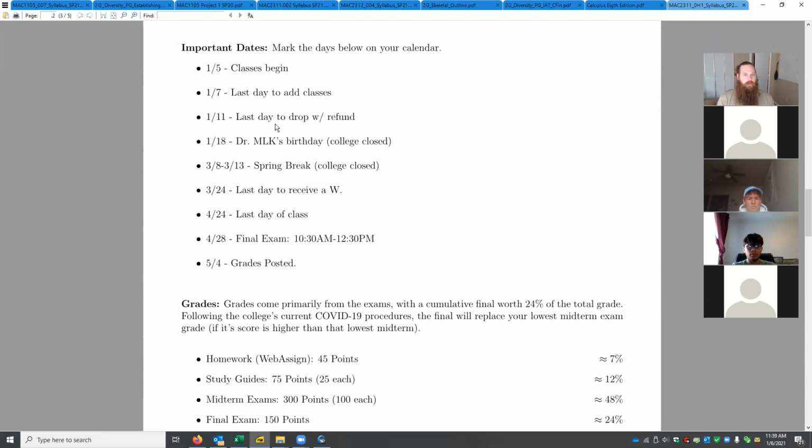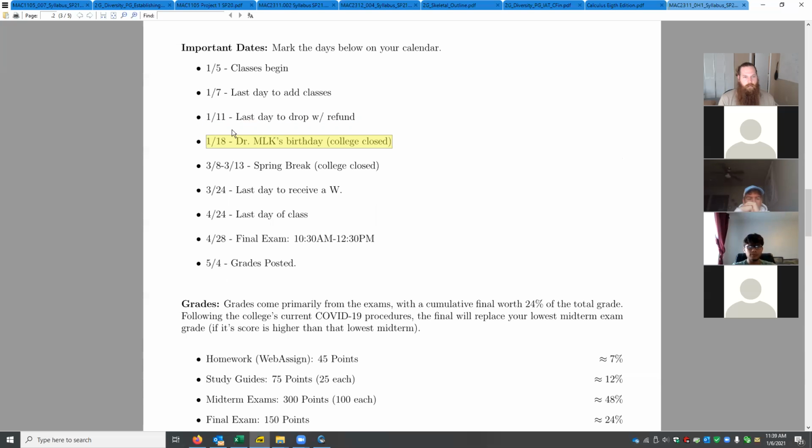All right, the following days are important for this semester. Of course, classes began on the 5th, but I would make note of this. The last day to add a class is the 7th, which is tomorrow. The last day to drop a class is the 11th, which is next Monday. So if you want to make any changes to your schedule, those need to be done very, very soon.